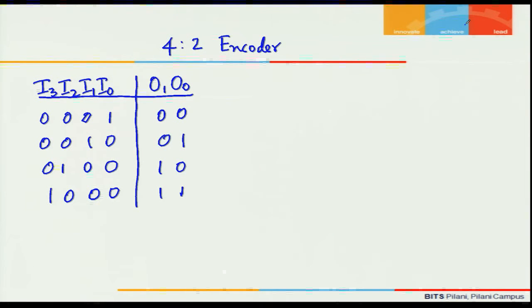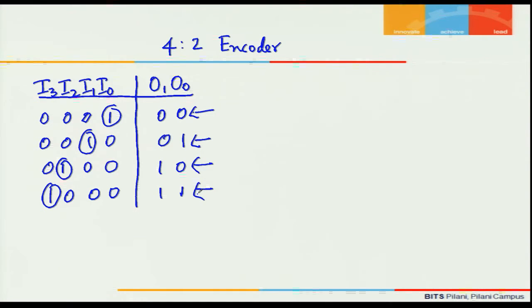It produces a binary code from several input lines. Let's see how do we build a 4:2 encoder using gates. The table here shows 4 inputs I3, I2, I1, I0, 2 outputs O1, O0 for the encoder. If I0 is true, the corresponding bit pattern at the outputs are 0, 0. If I1 is true, I get a 0, 1. For I2 I get a 1, 0, and for I3 we get a 1, 1.